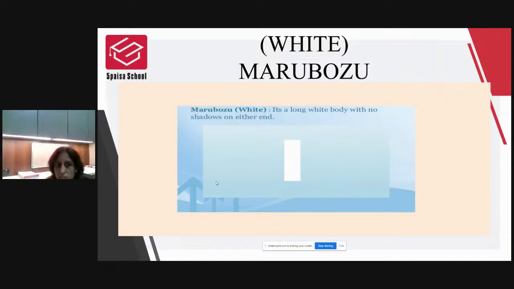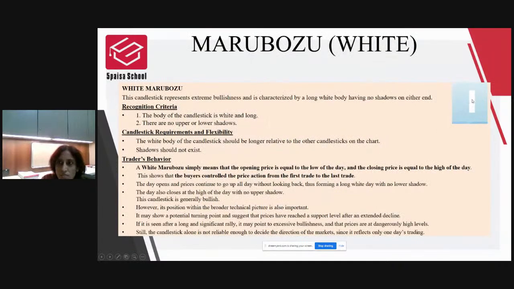So what is a white MARUBOZU? It's a long white body with no shadows on either end. Are you seeing any shadow at either end, either on this side or on this side? The moment you see only a real body, which is white in color, it is referred to as a white MARUBOZU, and there are no shadows on either end. So what does a white MARUBOZU have to say? This is what it is, as you can see on the right side of your screen.